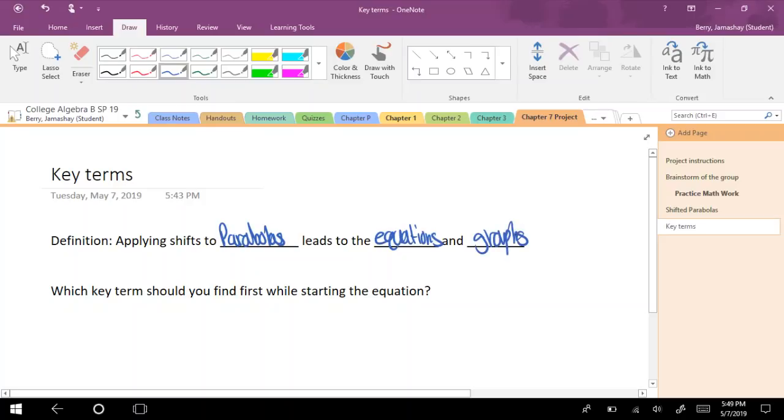And then which key terms should you find first while starting the equation? There are 3 of them. So the first term that you should find is your equations. More specific, your parabola equations.